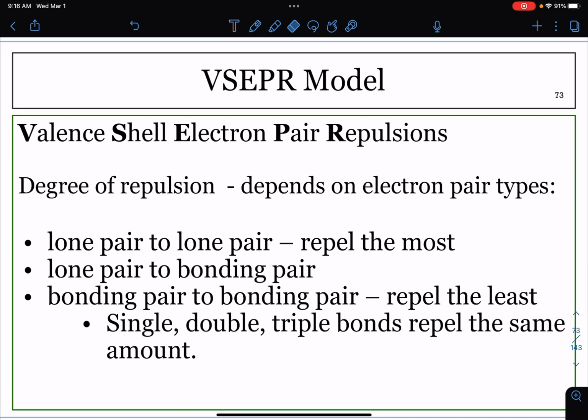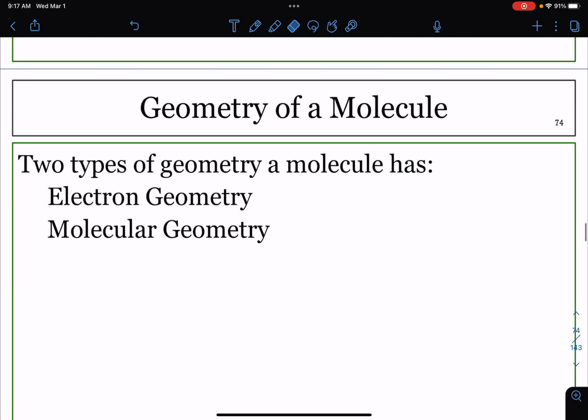There's a different degree of repulsion between the different pairs that we could possibly have. If you have 2 bonding pairs of atoms, like 2 attached atoms next to each other, we call that kind of like the default amount of repulsion. And whether that's a single, double, or triple bond, they're going to repel the same amount. If you have a lone pair of electrons on the central atom next to a bonding pair, that's going to repel a little bit more, and then 2 lone pairs next to each other repel the most. But it doesn't really change the structural shape as much of the atom or of the molecule.